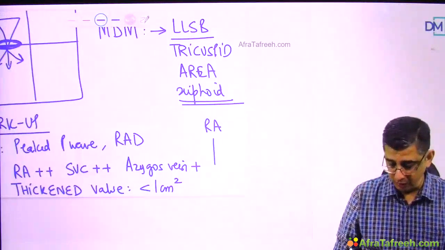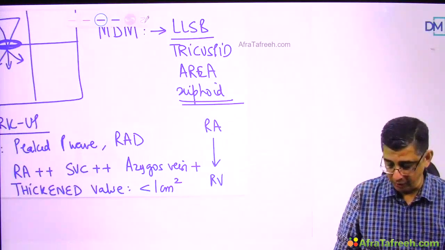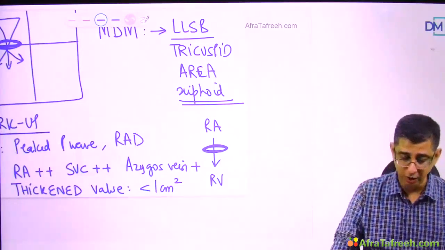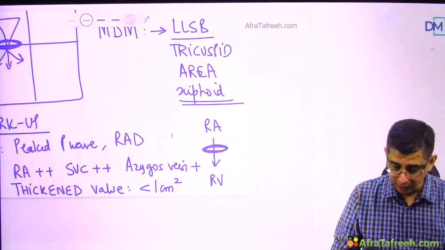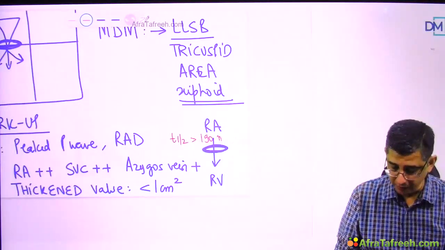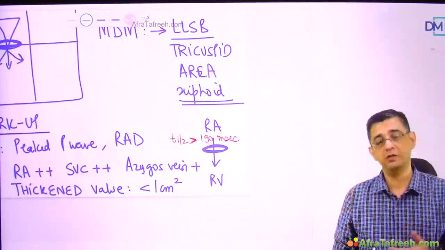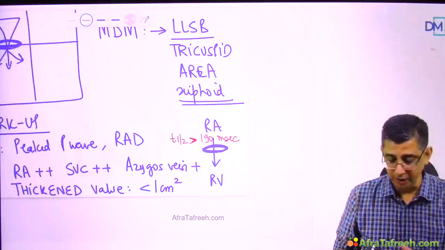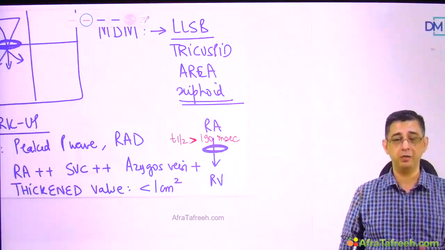You see, the time taken for the blood to go from the right atria to right ventricle in these patients will usually be increased because the opening is relatively narrowed. So the time that is taken here is usually defined on echocardiography as more than 190 milliseconds. So the definition of severe tricuspid stenosis will be the size of the orifice less than 1 square centimeter and the time taken to be more than 190 milliseconds.